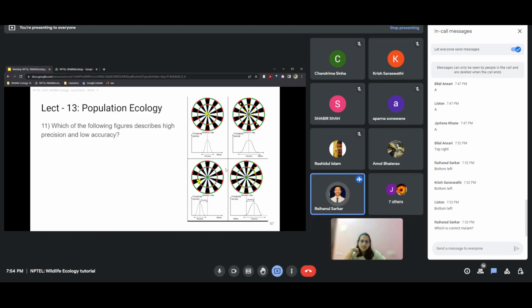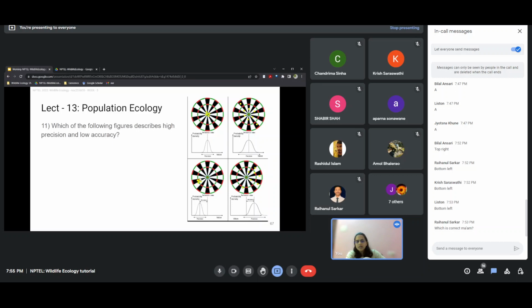Ma'am, which one is the correct answer? Yeah, this is the correct answer. High precision and low accuracy. But this is high accuracy, low precision, because the spread of the points is a lot, right? If I am shooting arrows, they are all hitting different places, so my precision, my aim, is not good. But my accuracy of being close to the bull's eye is more here, because I have 1, 2, 3, 4, 5, 6 points close to the bull's eye and 2 points really far away.